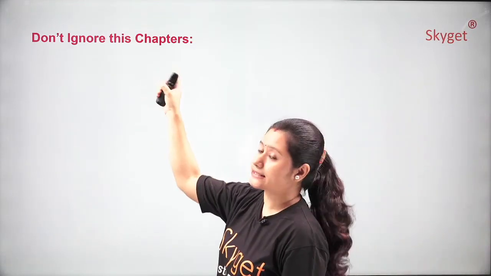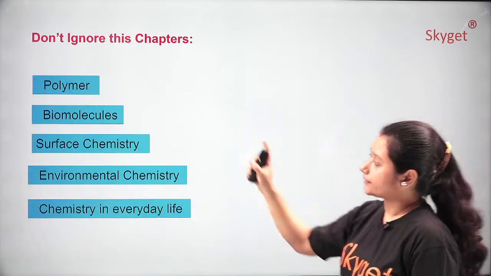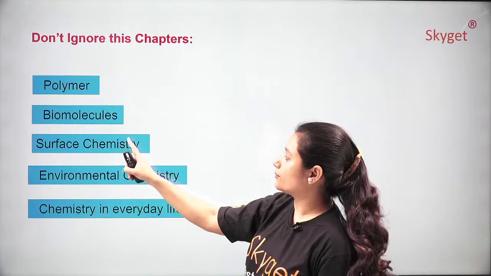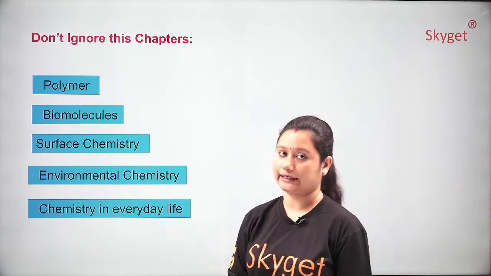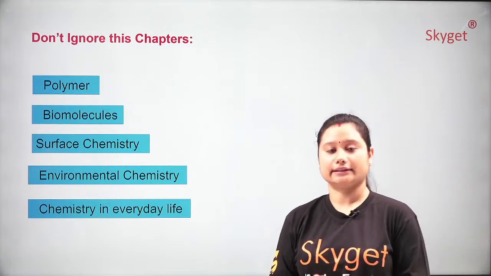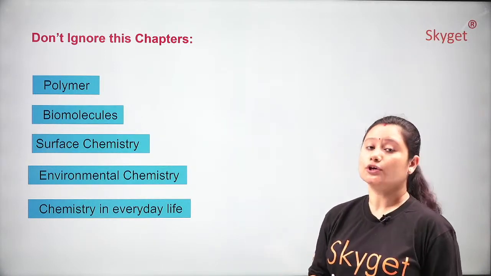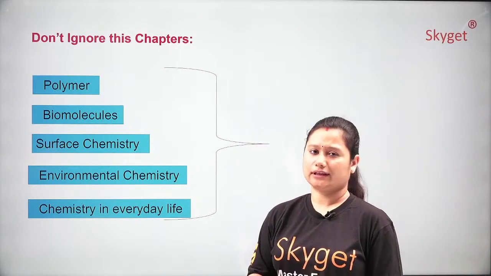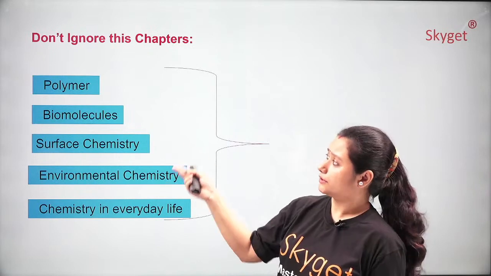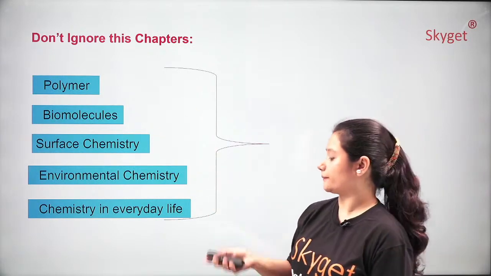So the important thing: don't ignore these chapters. Which chapters? Have a look. Polymers, biomolecules, surface chemistry, environmental chemistry and chemistry in everyday life. As I have told, this year they have asked at least one question from every chapter. So what do students do? They generally ignore all these topics. They think they are not good, so they just ignore them, that they are not so important actually.